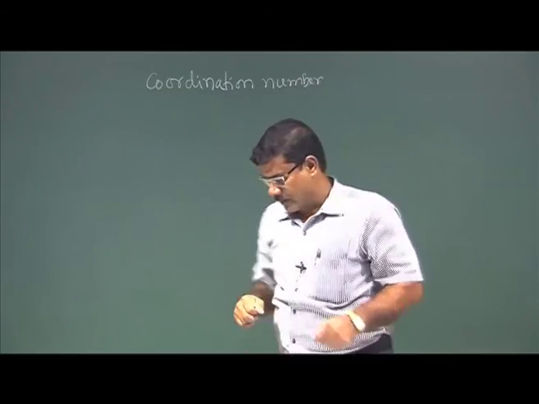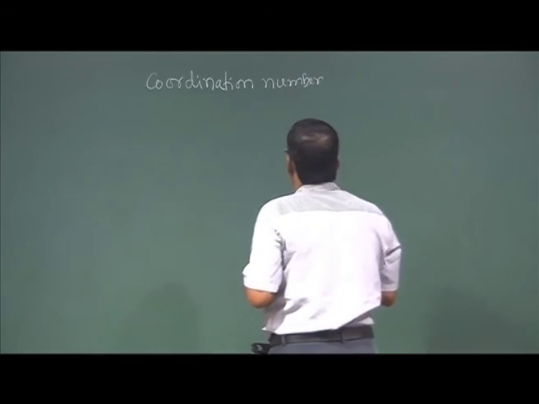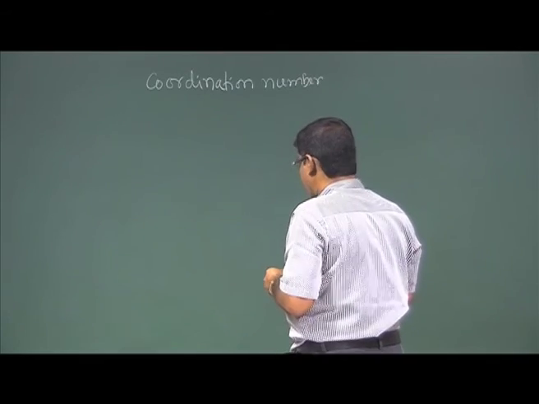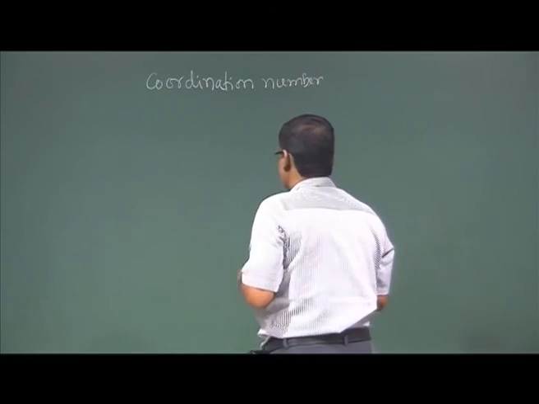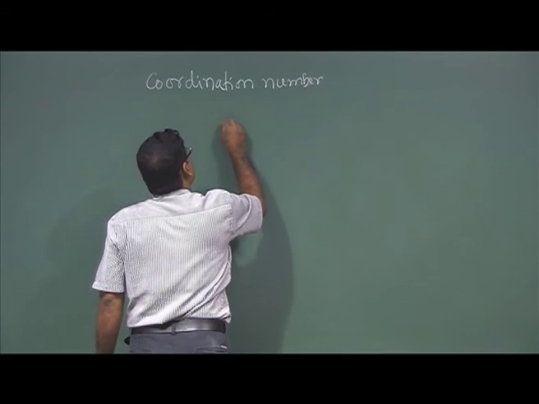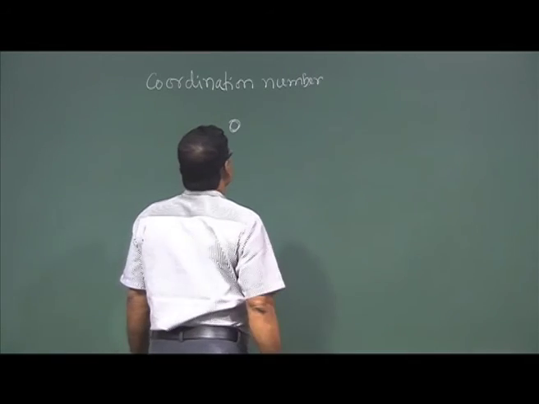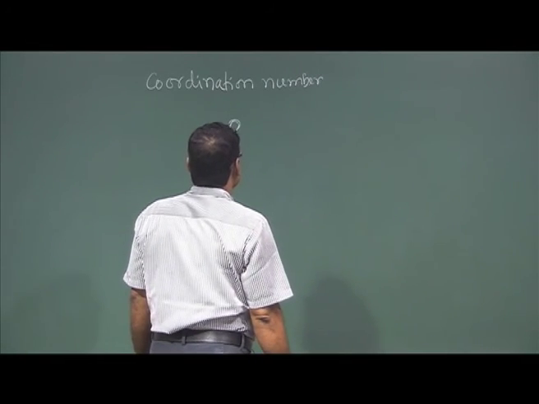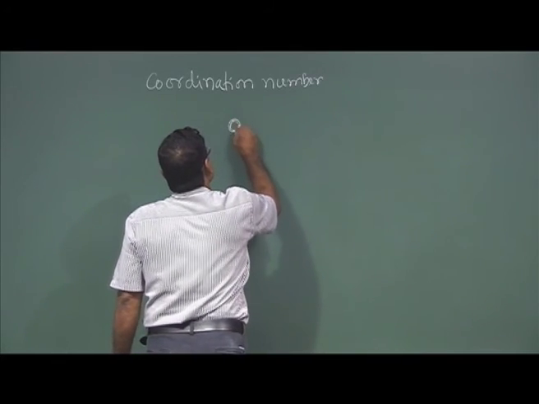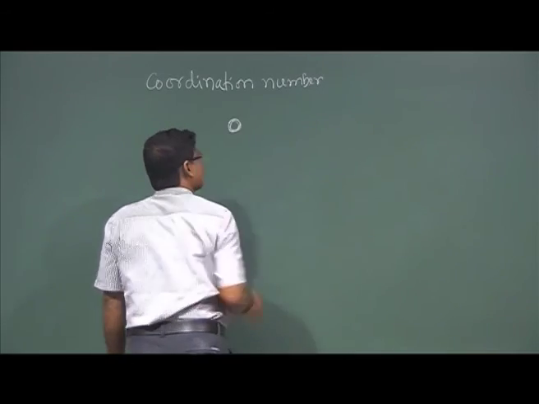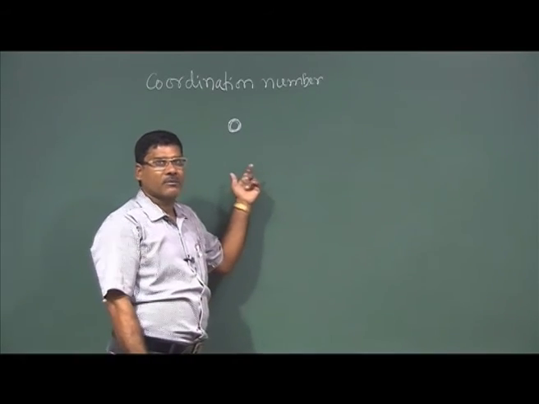Coordination number. What is coordination number? Coordination number is basically the number of atoms or lattice points which are the nearest to another atom or lattice point.